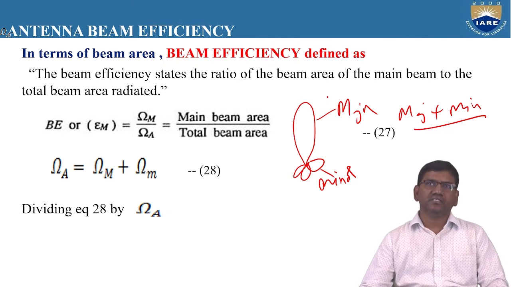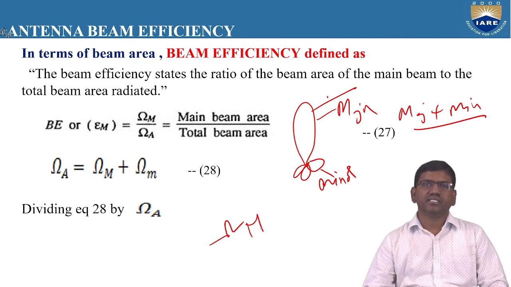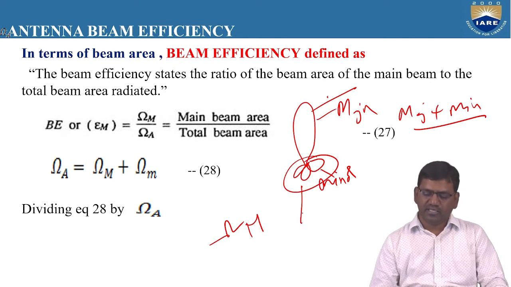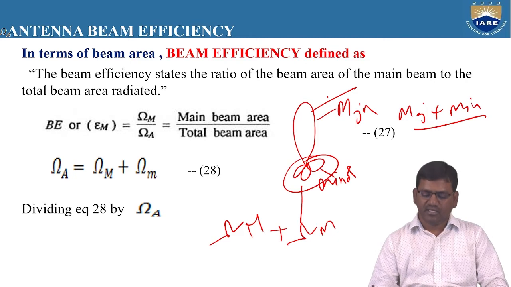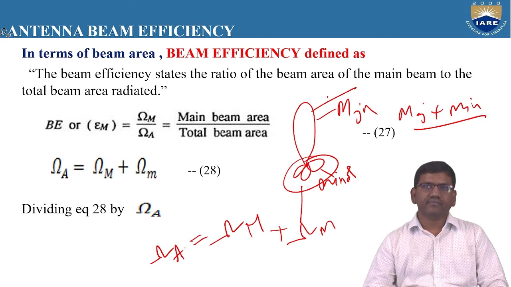Let us assume that the major lobe area, this portion of area, is indicated by the symbol omega M. The minor lobe area we shall indicate as omega m. The summation of the major lobe area and the minor lobe area, let us denote by the symbol omega A, which is known as the total beam area. So the total beam area is the summation of major lobe area and minor lobe area, denoted by equation 28. That is omega A is equal to omega M plus omega m.